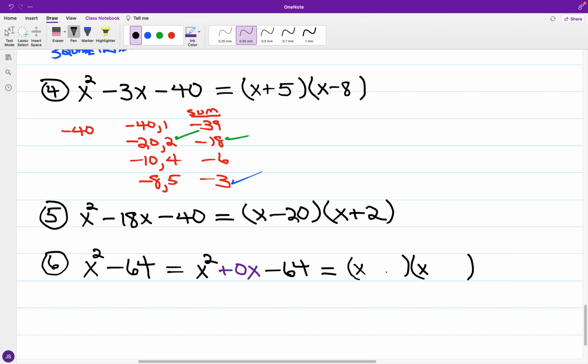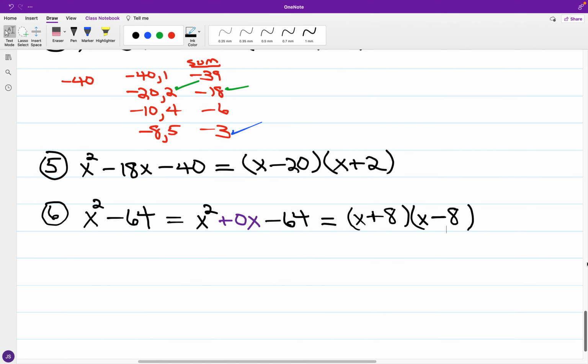So from x squared I have x and x. Now for negative 64, to get the outside and inside products to combine to 0, I'm going to have the same weights applied for the adding and the subtracting. So two numbers of equal weight in terms of positivity and negativity that will multiply to negative 64: those numbers will be 8 and negative 8. And this is another case of what we have with a difference of squares.